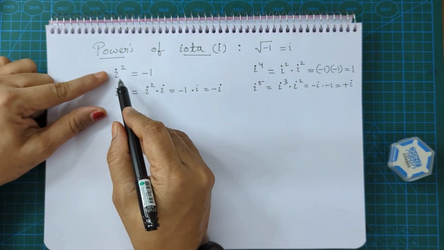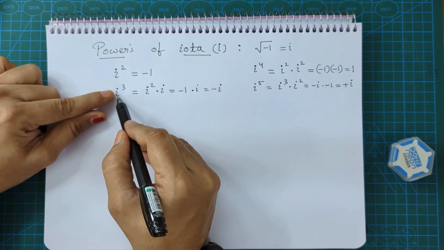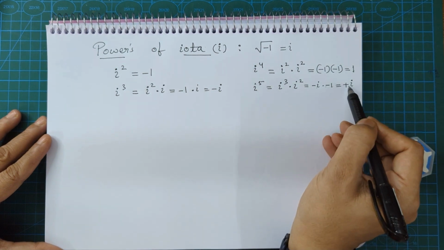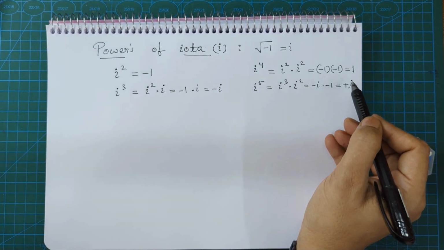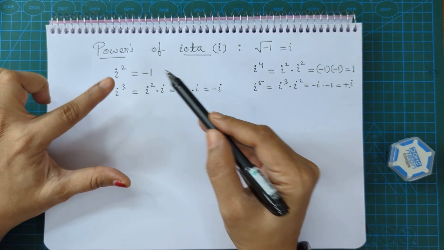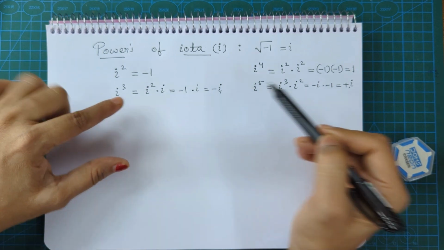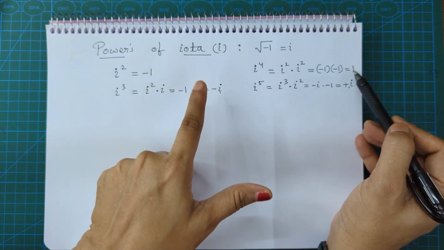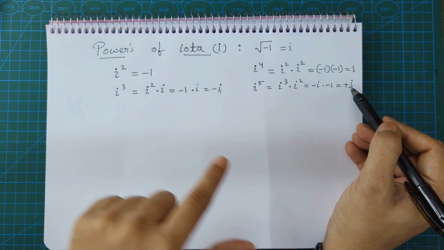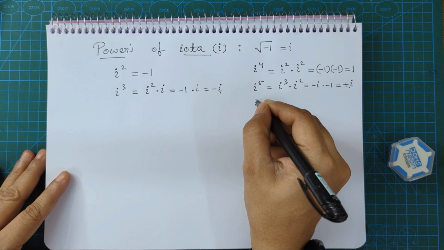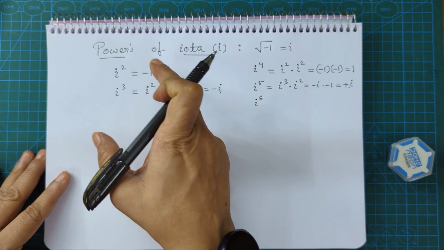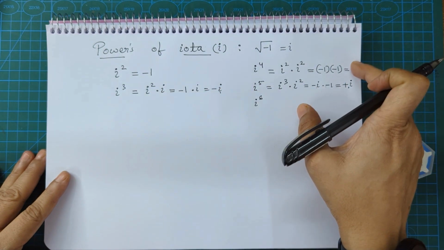So we saw that i square is negative 1, i cube is negative i, i to the power 4 is 1, i to the power 5 is i. You see some symmetry here. So we will just test for i to the power 6 and check whether this cycle is repeating or not. Meaning minus 1, minus i, 1, i.